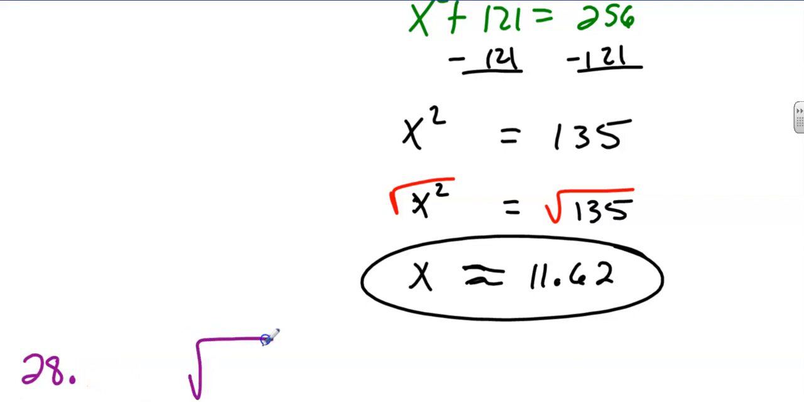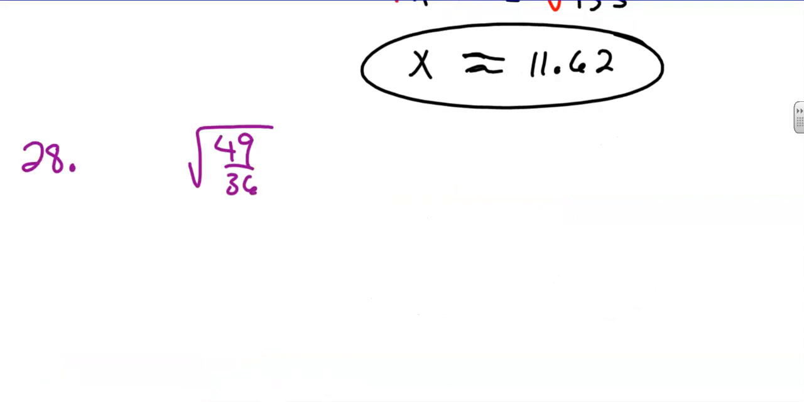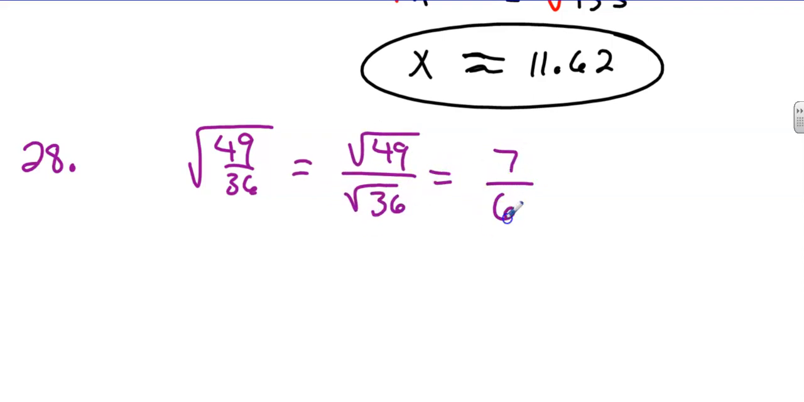All right, 28. Another easy one. It's the square root of 49 over 36. Well, square root of 49, 36. Just separate the two out. Square root of 49 is 7. Square root of 36 is 6. And there you go. That's all you can do. So if they're both perfect square roots, it comes out to a nice, easy little fraction.